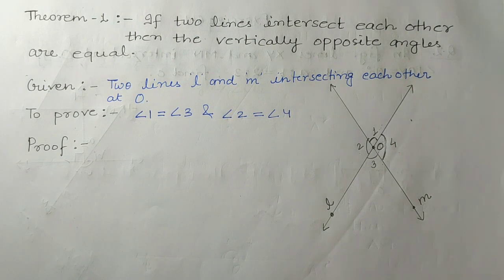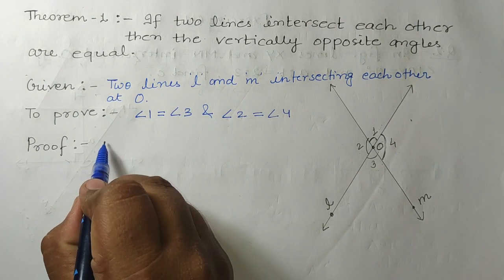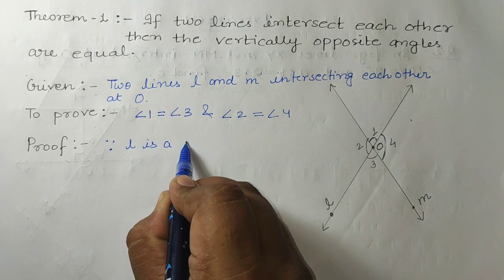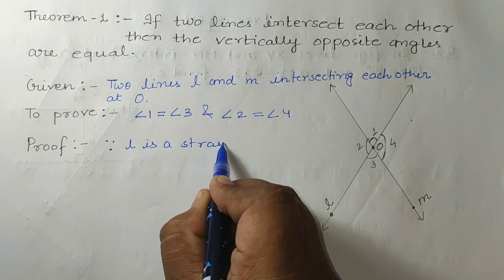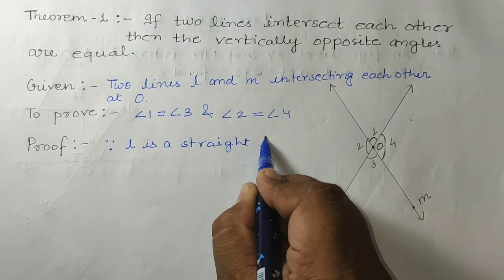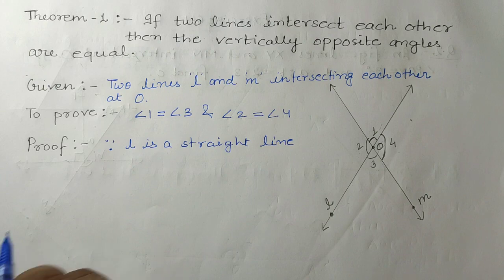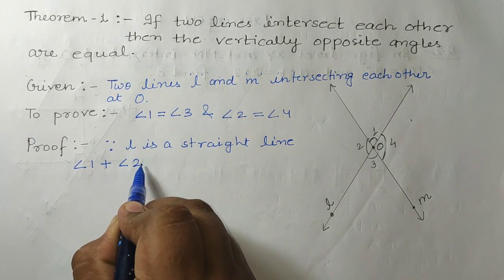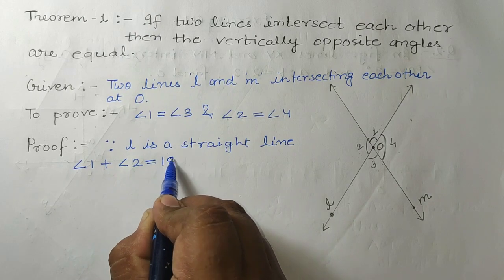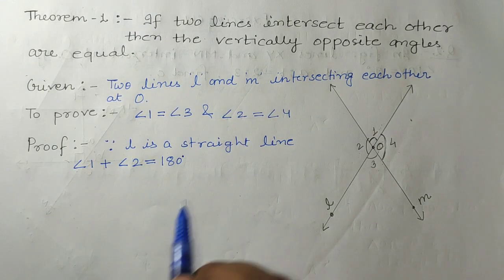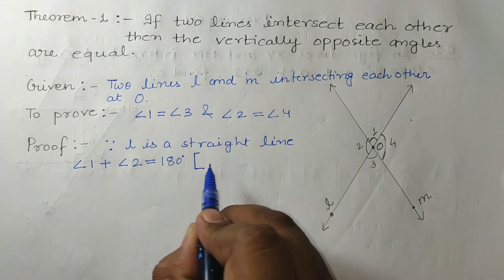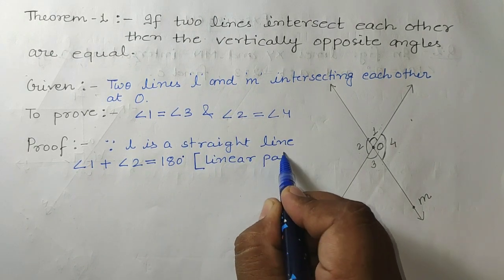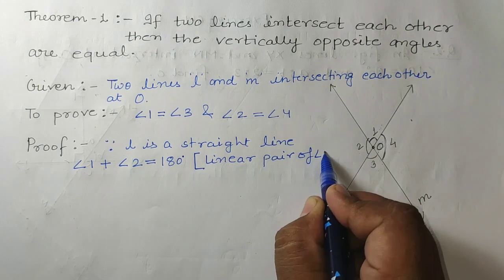Now see students how we will prove. Since L is a straight line, we can say that angle 1 plus angle 2 should be equal to what? 180 degree. The reason is what, students? They are a linear pair of angles.